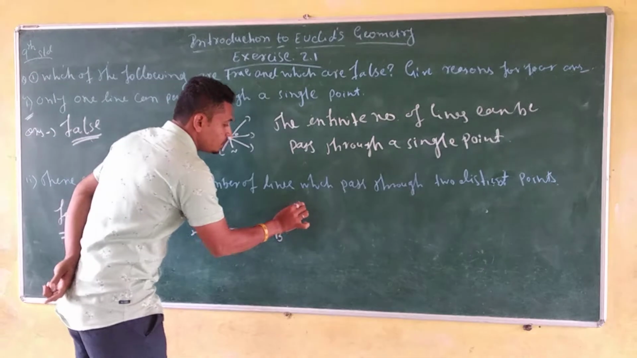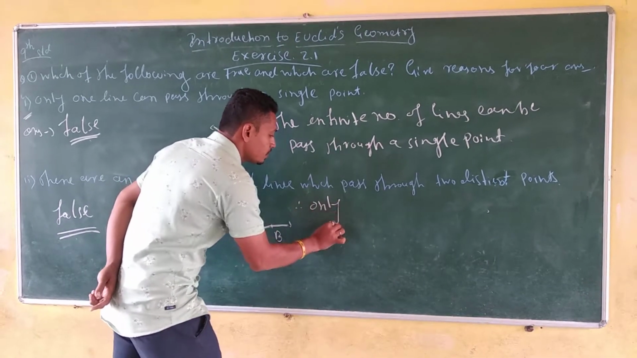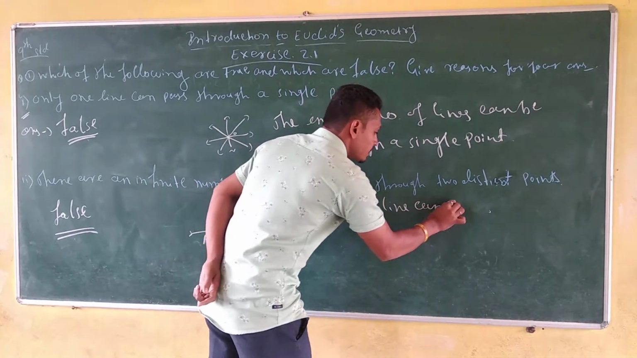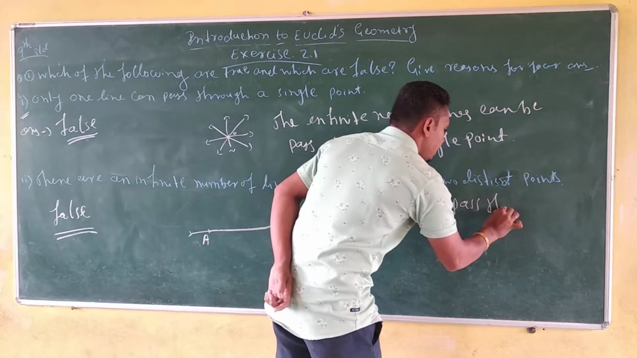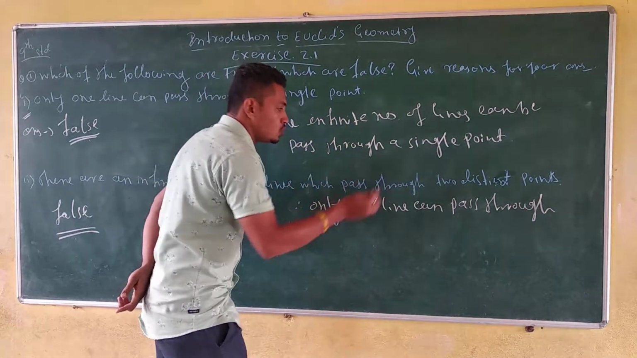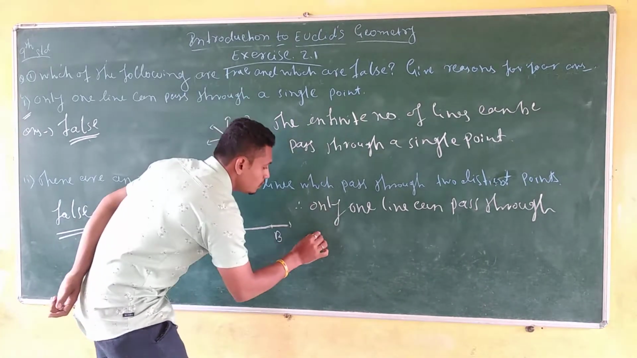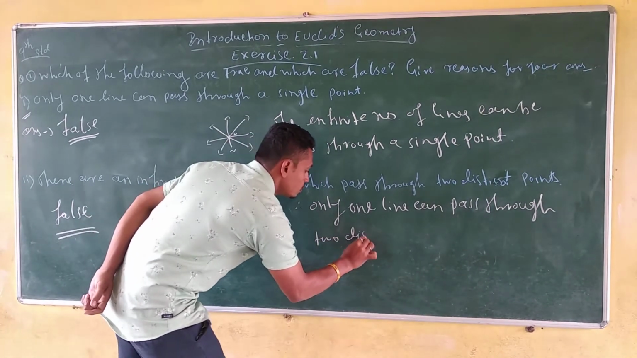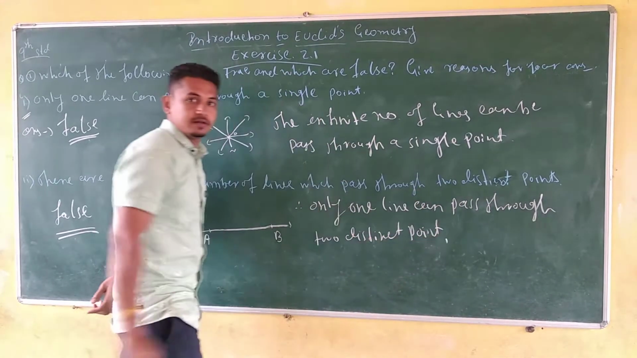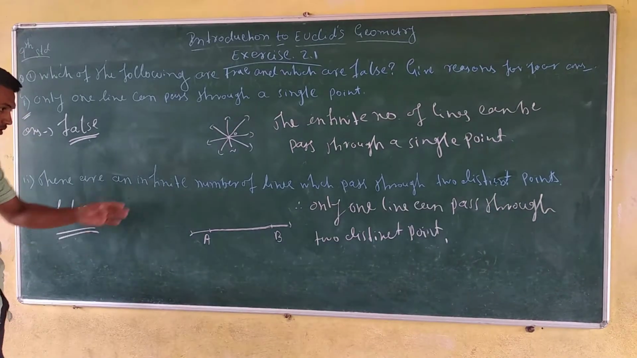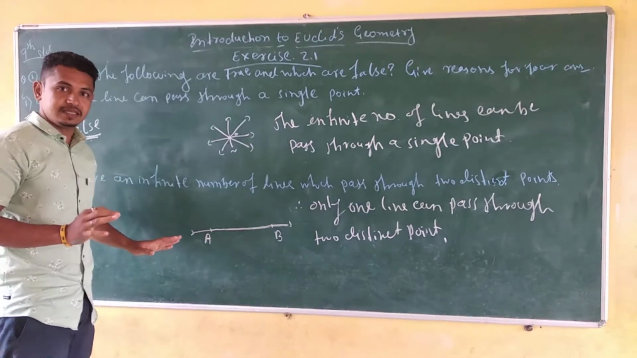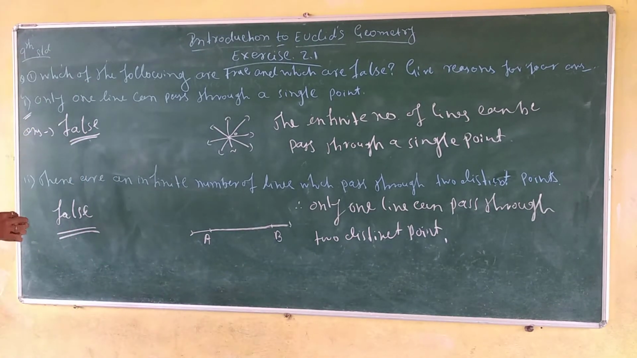Your reason: only one line can pass through two distinct points. Is it right? See here, only one line can pass through two distinct points. Is it right? So now we move towards the next statement.